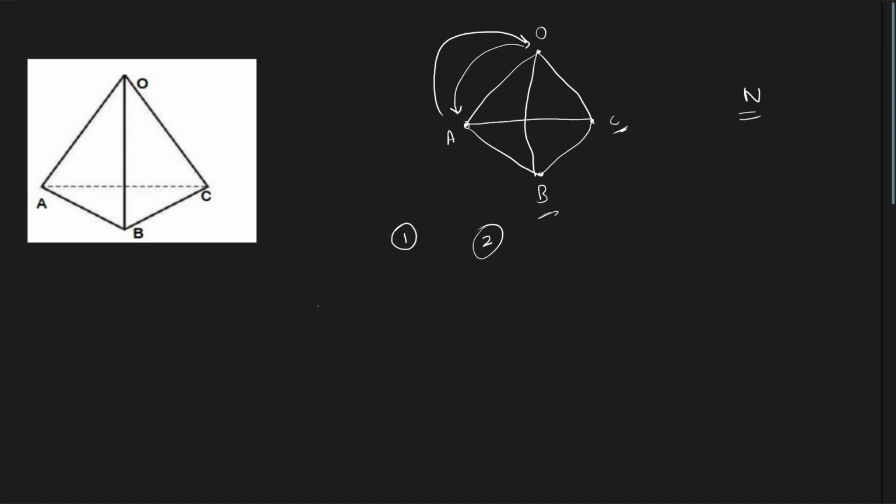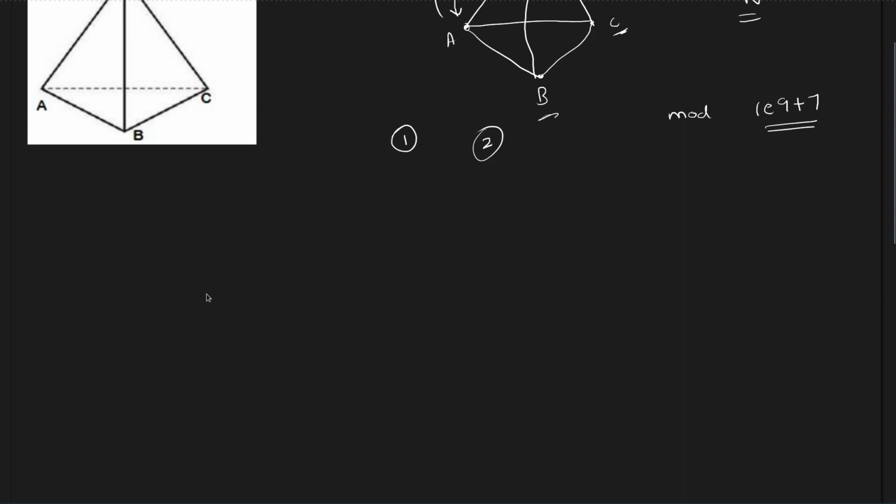Now there is one more important thing that the question mentions, that since the answer can be big, we have to give the answer mod some value, and that is 1e9 plus 7, 10 raised to the power 9 plus 7. So this is the value that we have to take the mod with. So let us quickly start with the solution discussion.